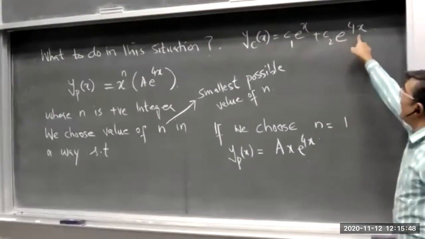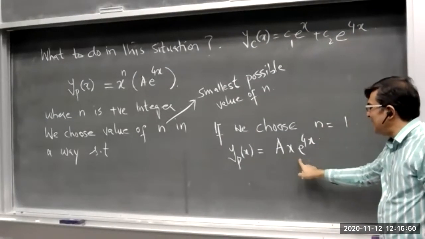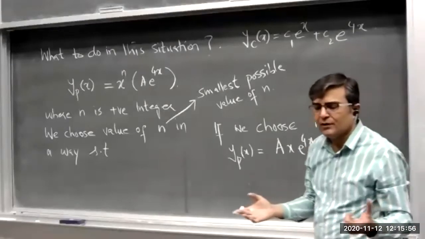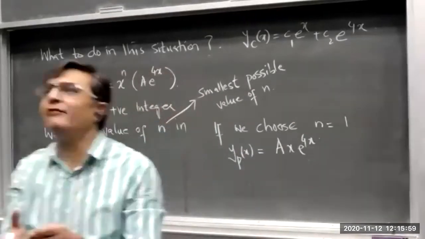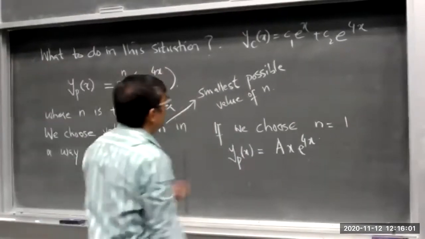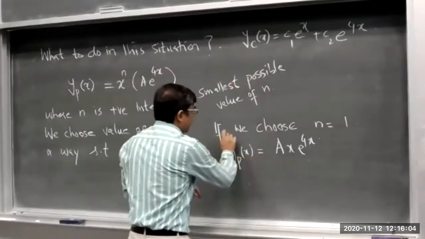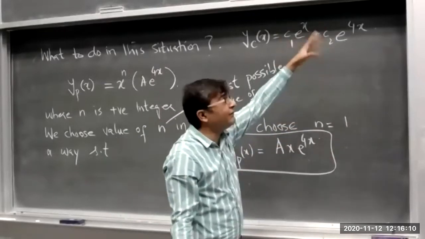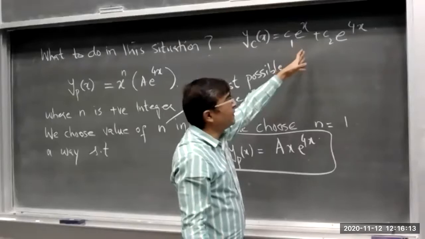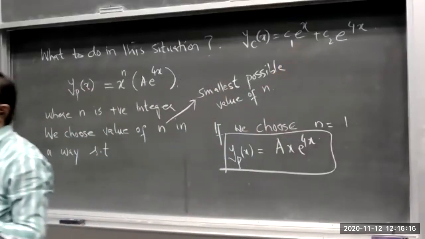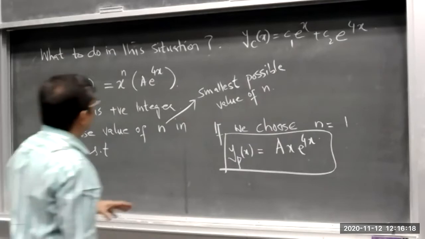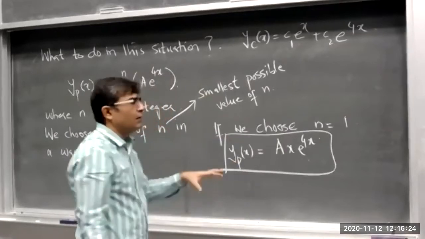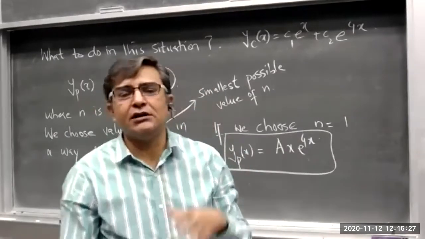Now, e raised power 4x is a different function, and x e raised power 4x is a different function. They are linearly independent. They do not depend on each other. We cannot obtain one function from the other function. So now we can see that this assumed particular solution is different from all the functions in the complementary solution. This is how we eliminate this glitch in this problem. In this situation, the method will not fail.